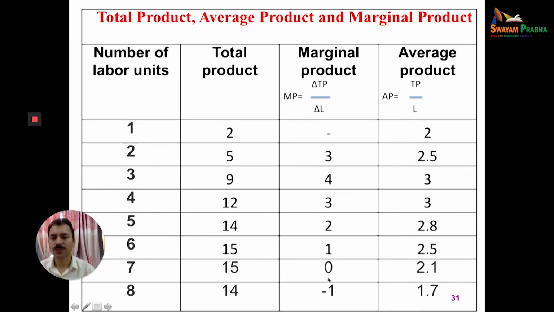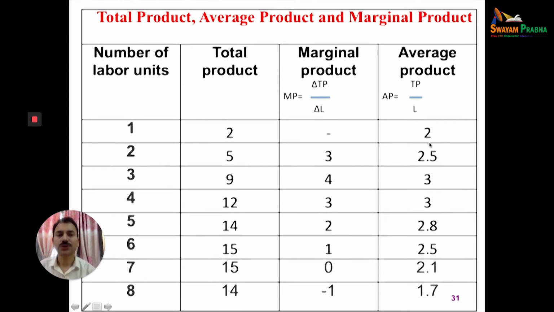Marginal product is 0. And then from 7 to 8, output goes from 15 to 14, so it is negative. So marginal product can be 0, and it can be negative also. But average product will never be 0. Total product will never be 0. Although it starts decreasing after reaching the maximum point, total product cannot be 0 or negative. Similarly, average product will also not be negative.